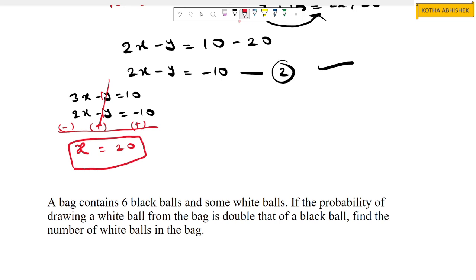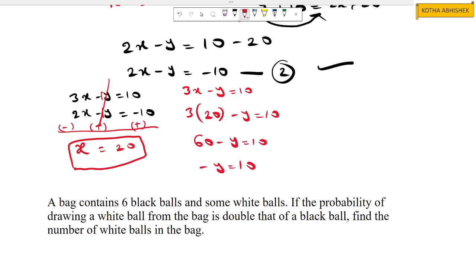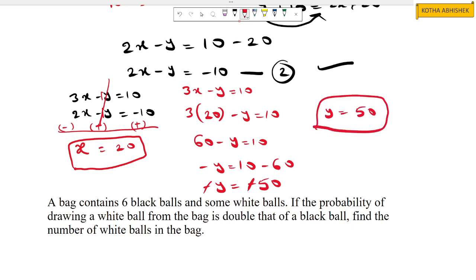So I'm going with the first equation, that is 3x minus y equals 10. 3 as it is, in the place of x substituting 20, minus y equals 10. 3 times 20 is 60 minus y equals 10, taking 60 another side, minus y equals 10 plus 60 will become minus 60. So minus y equals 10 minus 60 is minus 50. Minus minus cancel, so y value is 50. So it means Sonu's age is 20 years and Noori's age is 50 years.